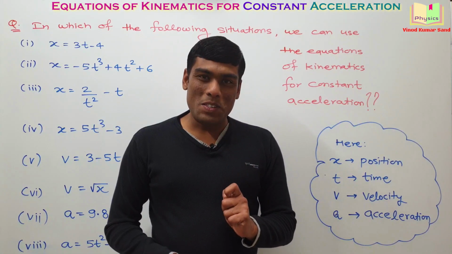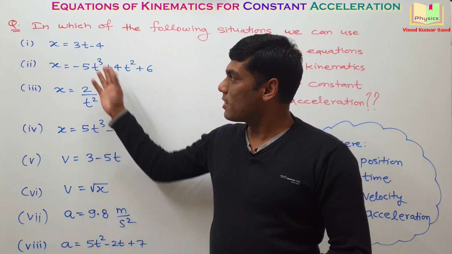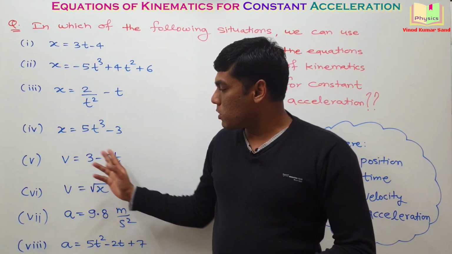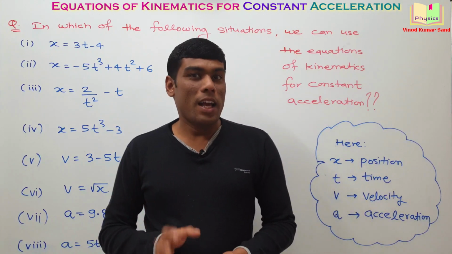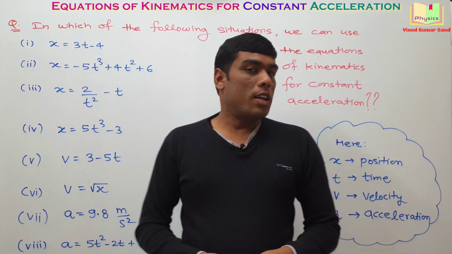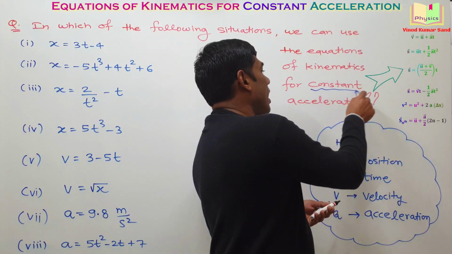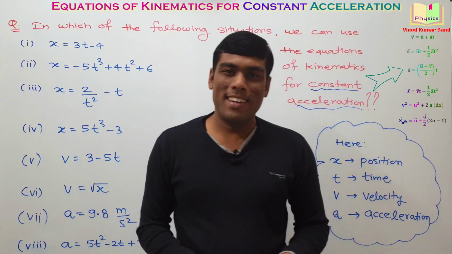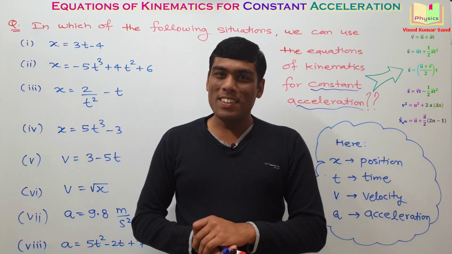Here is a nice conceptual question. We have a few expressions relating the position and time, the velocity and time, the velocity and position, acceleration, time, everything. And we need to find for which of these situations the equations of kinematics for constant acceleration are applicable. When the equations are applicable, what was the condition?